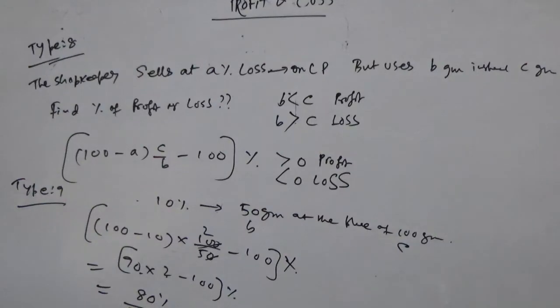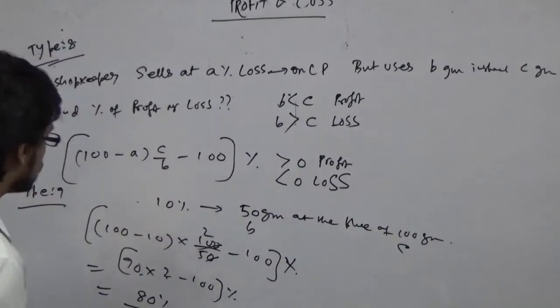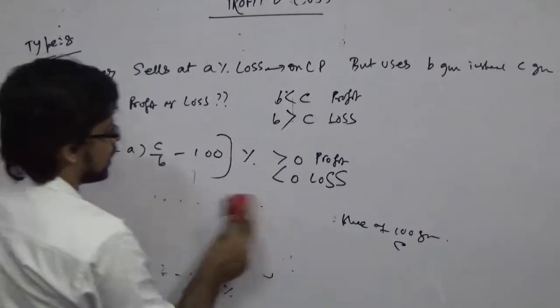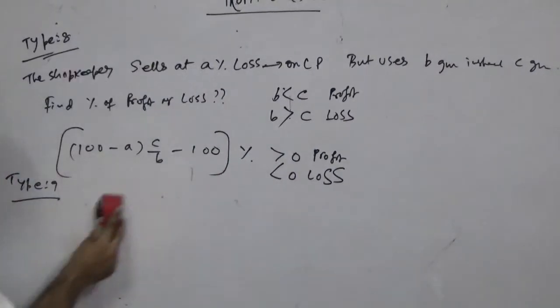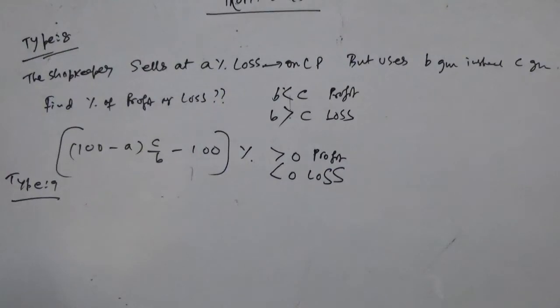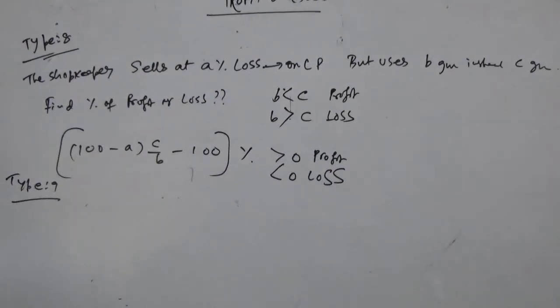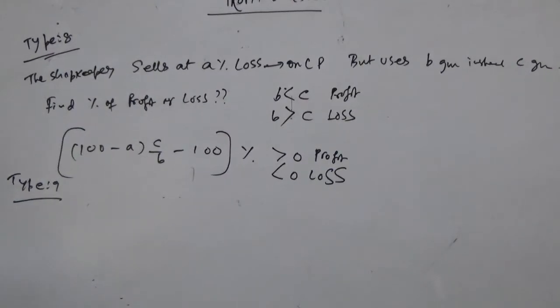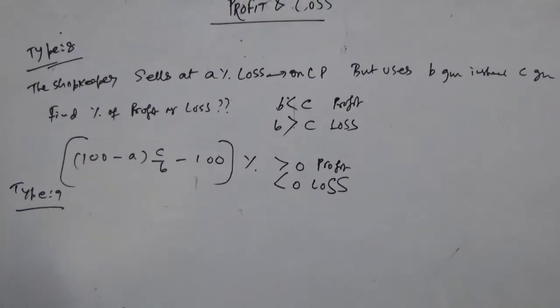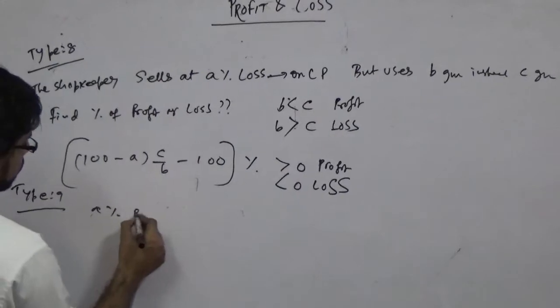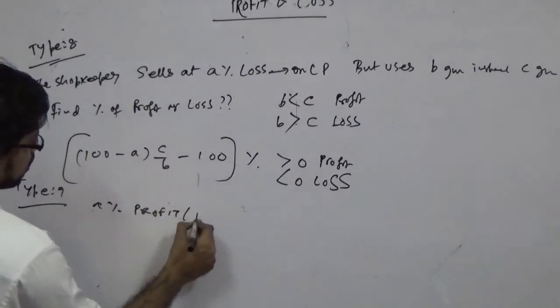Yeah, before. Okay, next. Now the type 9 question is relatively different from the other two types. But this is also on a dishonest shopkeeper's point of view. If a dealer sells his goods at A% profit or loss on cost price and uses B% less weight, so he makes an A% profit or loss.